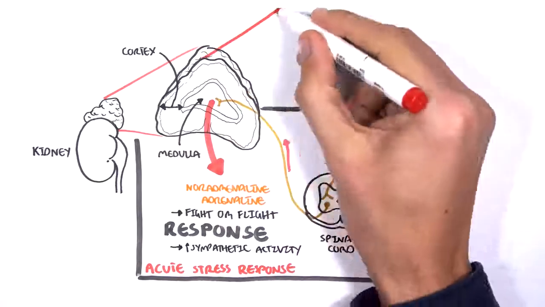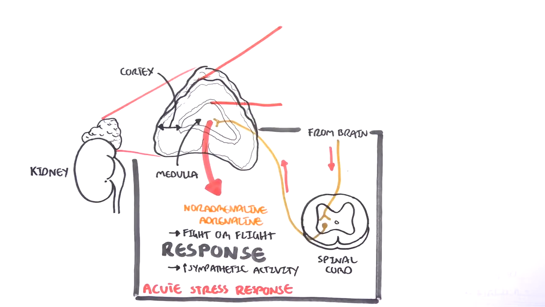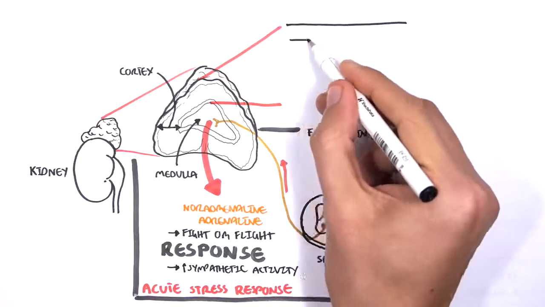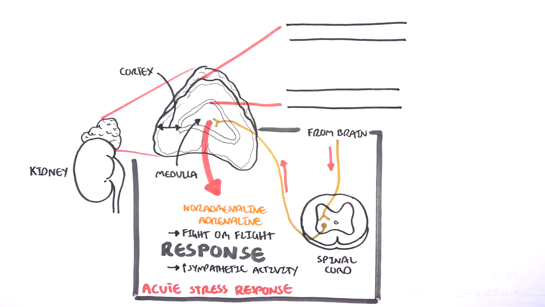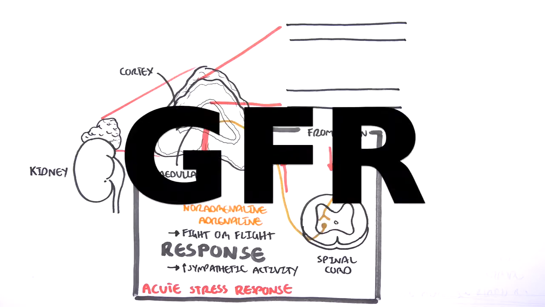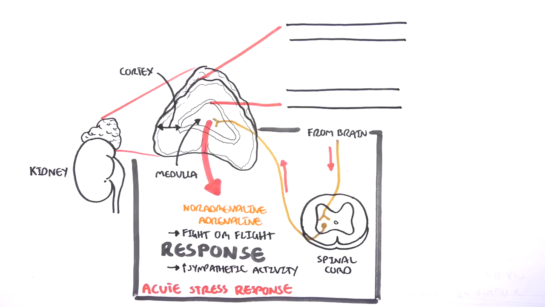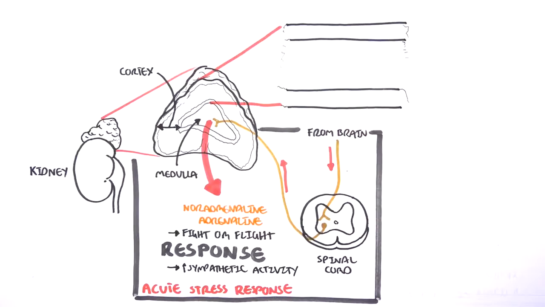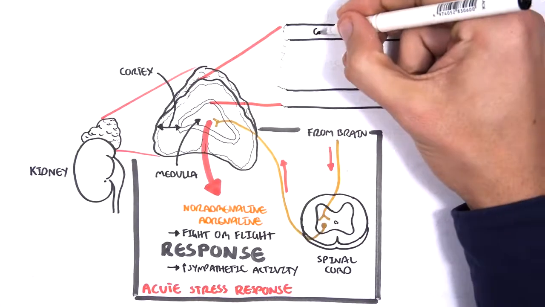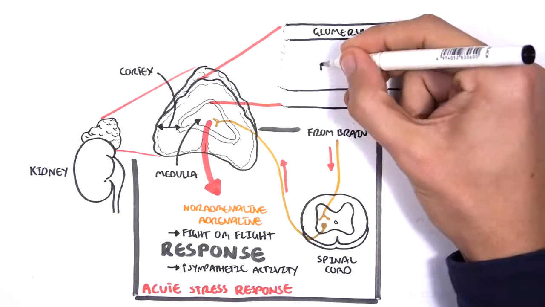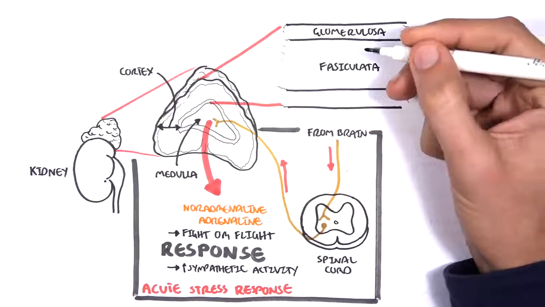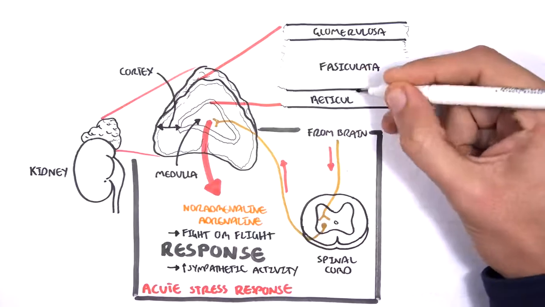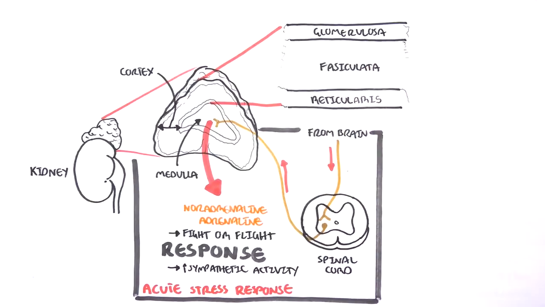But what about the adrenal cortex? Well, the adrenal cortex is responsible for long-term stress response, you can say. The adrenal cortex has actually three main layers, which can be remembered from the top as GFR, such as the GFR of the kidneys. So the very outer layer is the zona glomerulosa. F is for zona fasciculata, and R is for zona reticularis.